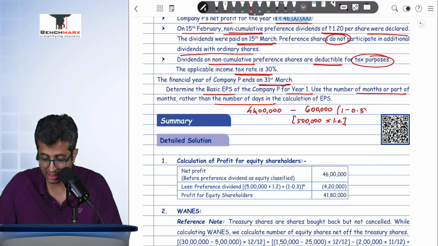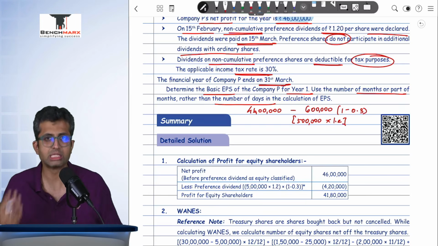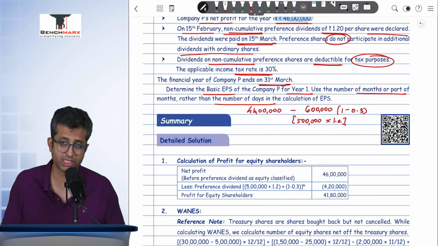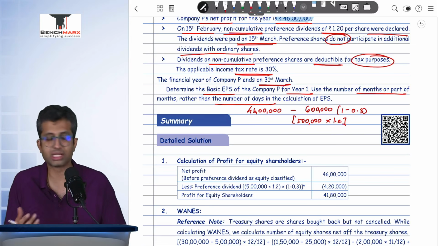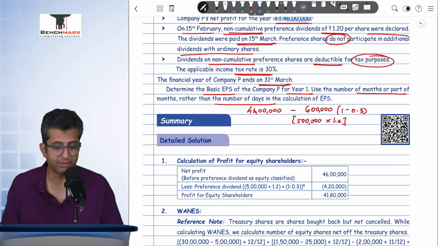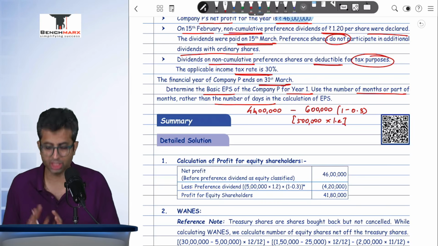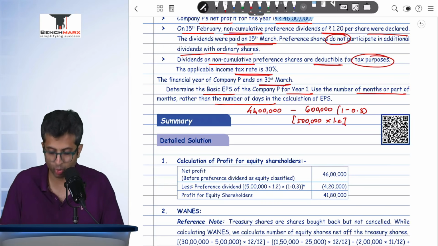So when I pay the 6 lakhs, I will also get a tax deduction, and hence my net cost will be 6 lakhs into 1 minus 0.3, because yes, 6 lakhs is my cost, which is not considered in 46 lakhs. However, this 6 lakhs will also come with the tax saving, and hence after considering all of that, 6 lakhs into 1 minus t.